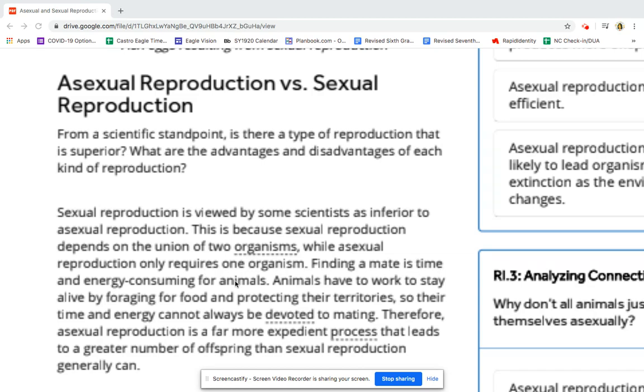Finding a mate is time and energy consuming for animals. Animals have to work to stay alive by foraging for food and protecting their territories, so their time and energy cannot always be devoted to mating. Therefore, asexual reproduction is a far more expedient process that leads to a greater number of offspring than sexual reproduction generally can.